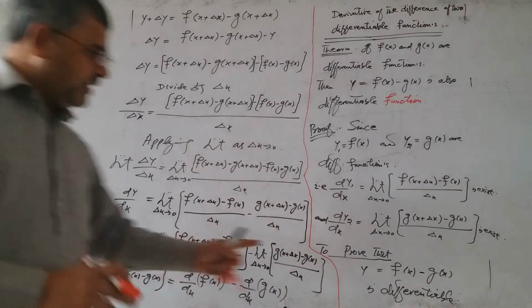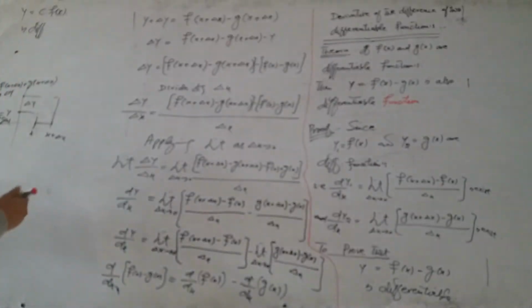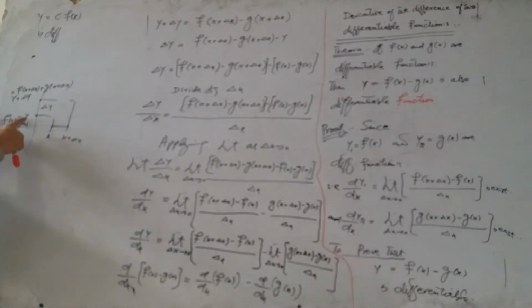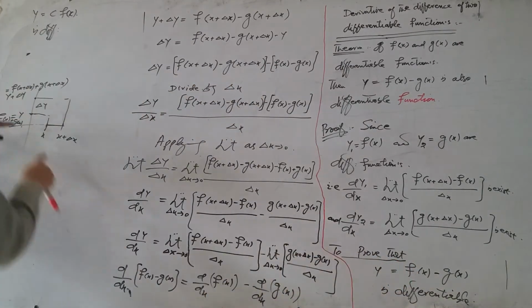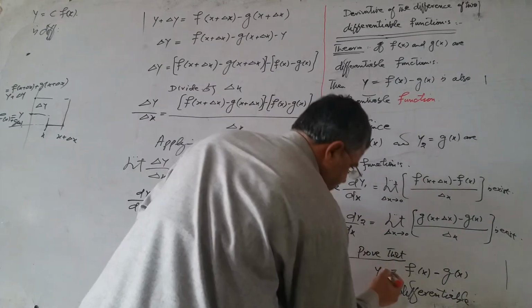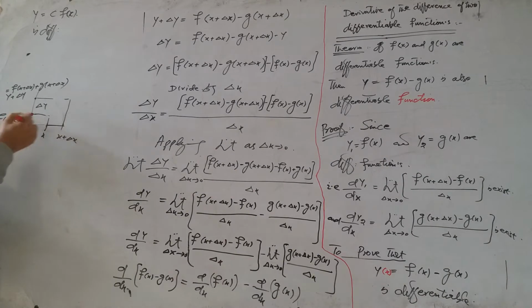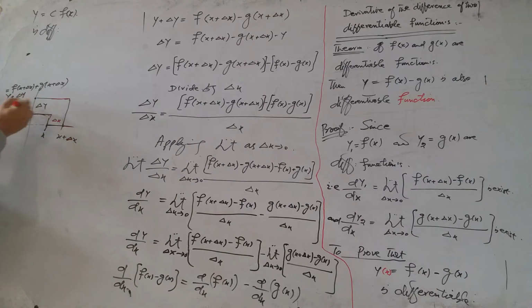To prove that the difference of the functions f of x and g of x is differentiable at a point x, the value of the function is equal to y. That is, at a point x, when we substitute x in the function, the value of the function on the y-axis is a point y, and when we add a small increment del x to the point x, the next point will be x plus del x. At this point the value of the function is y plus del y.